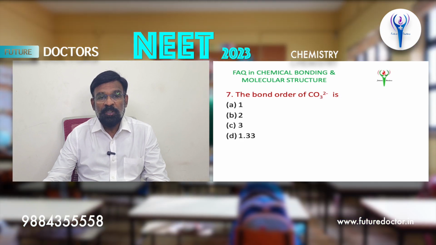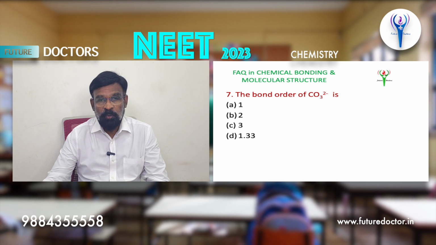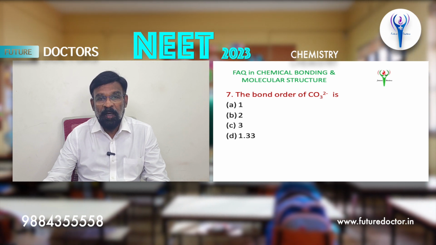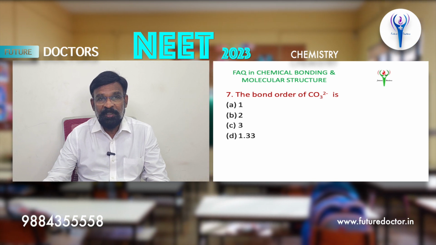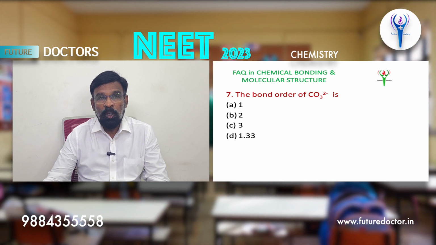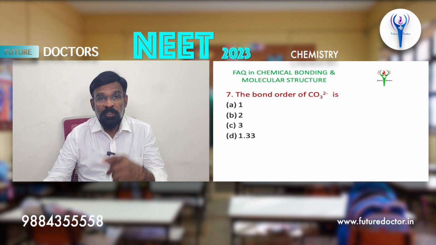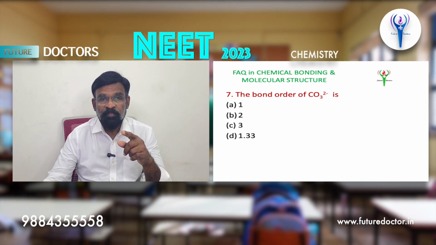Next, the last question, the bond order of CO3 2 minus is option A, 1, option B, 2, option C, 3, option D, 1.33. So these are the 7 questions for today.